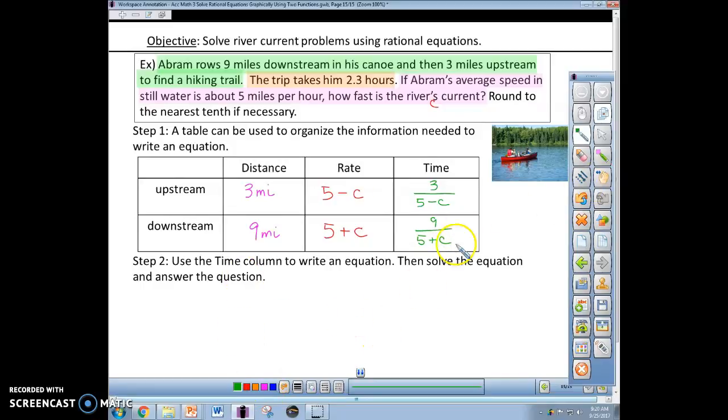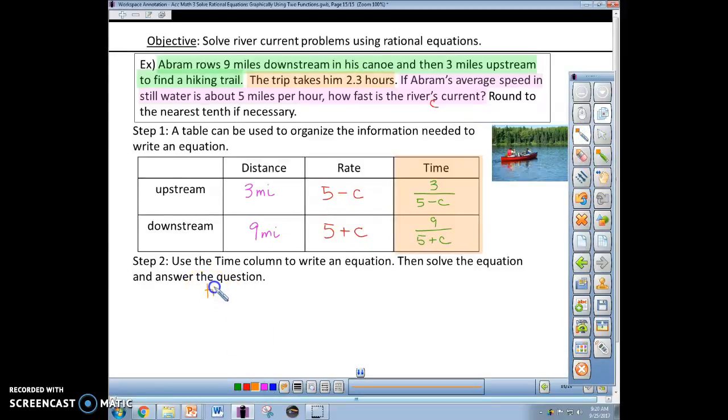Then we move on to step 2. Step 2 says that we should use the time column to write an equation. That's because of this statement right here, that the trip takes him 2.3 hours. That's his total time. So we should understand that given the time he traveled upstream, plus the time that he traveled downstream, together that equals his total time, which we've been given as 2.3 hours. So that's how we write our equation.